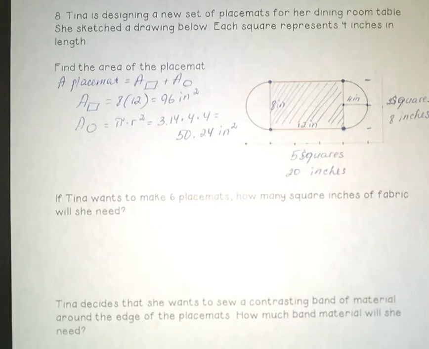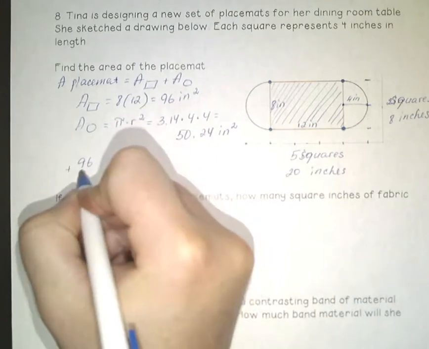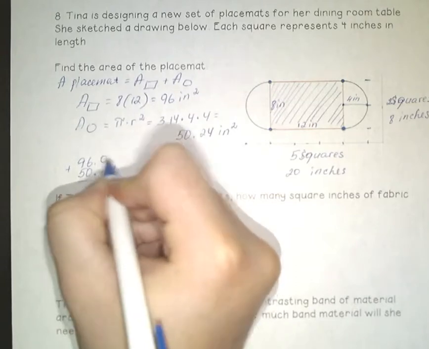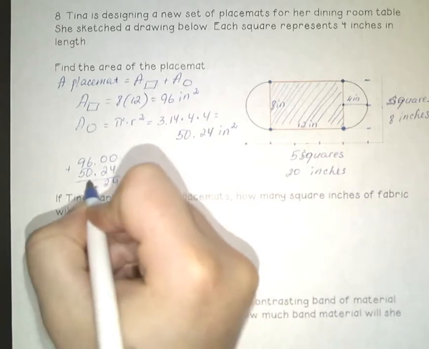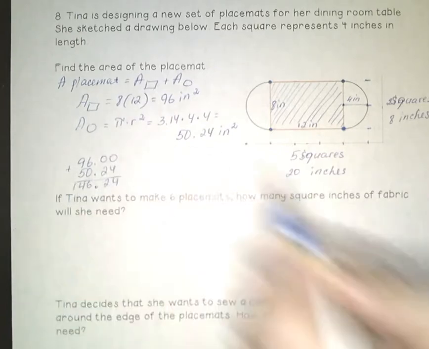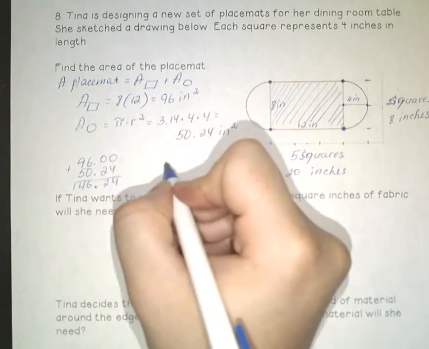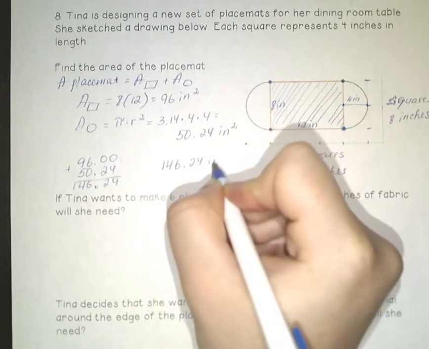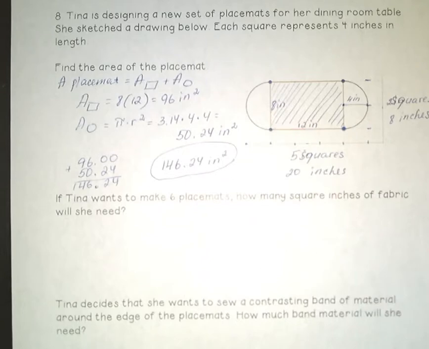Okay, so all I need to do now is to add the rectangle and the circle together. 96 plus 50.24 is going to be 146.24 inches squared. 146.24 inches squared for the whole area of the placemat.